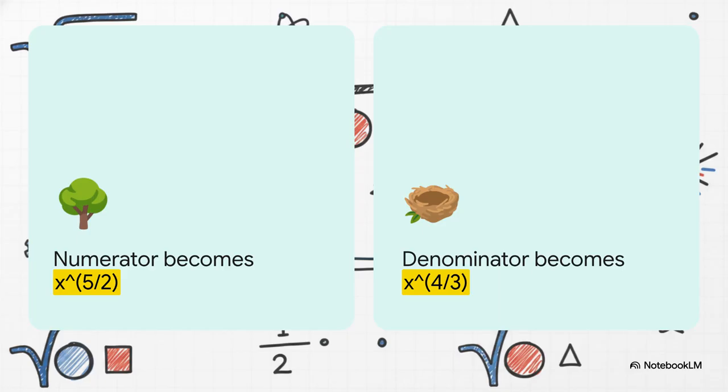Now for the denominator, the cube root of x to the fourth. Power 4 on top, root 3 on the bottom. That instantly becomes x to the power of 4/3. And just like that, those super intimidating root symbols are completely gone.